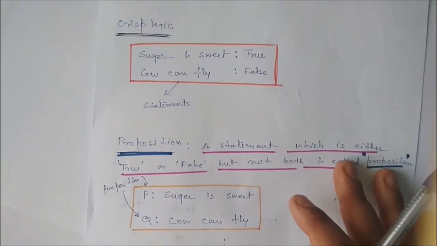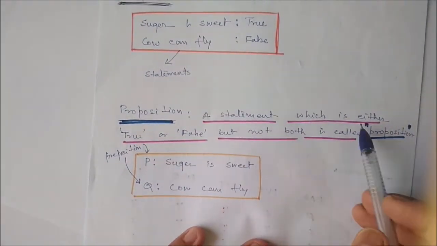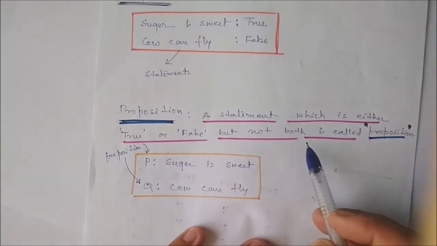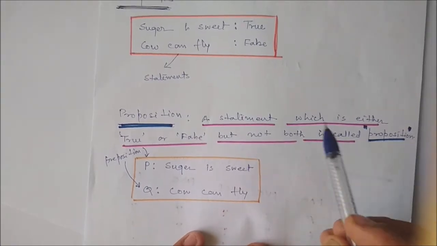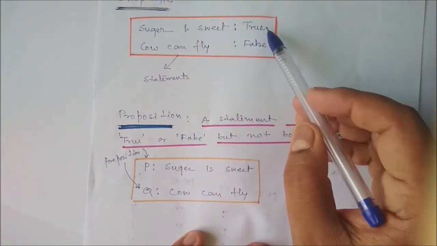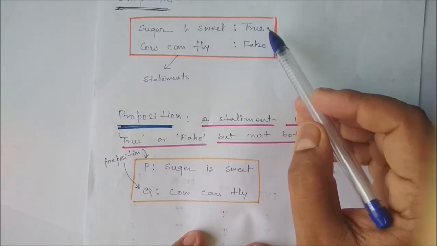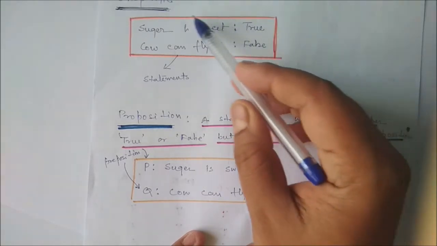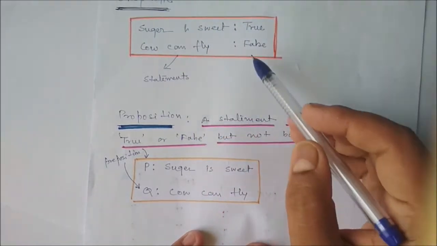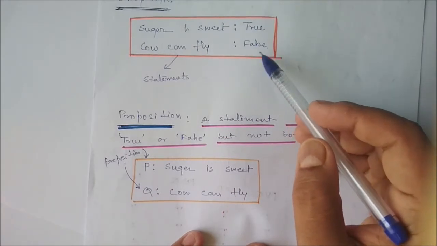Now there is a concept that's called proposition. A statement which is either true or false but not both is called a proposition. So sugar is sweet, definitely always it is true. It is not false. So definitely it is a proposition. Cow can fly, definitely it is false. It is not both.